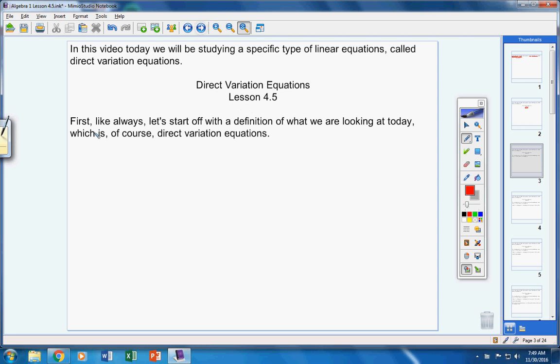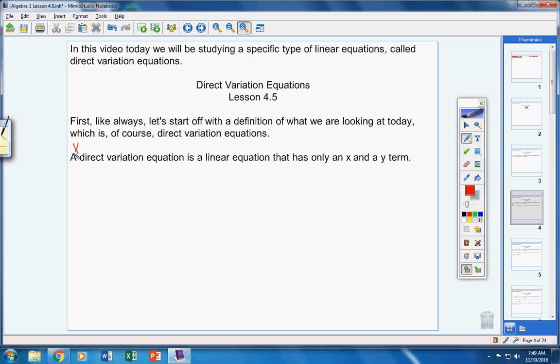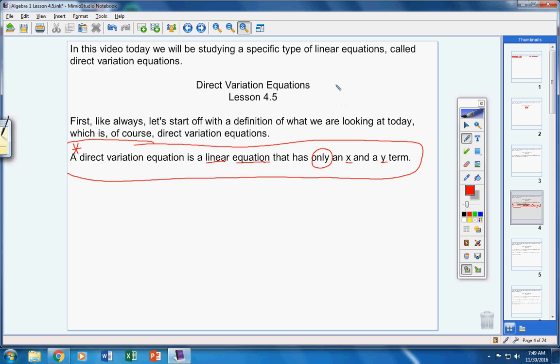Now, first, like always, let's start off with a definition of what we are looking at today, which of course is direct variation equations. So please write down this definition. A direct variation equation is a linear equation that has only an x and a y term. For example, don't write this down. Go ahead and copy down this definition. While you are copying that down, let me just talk.